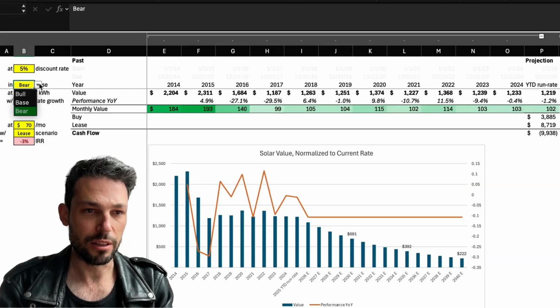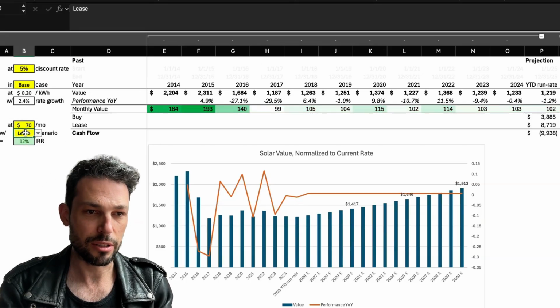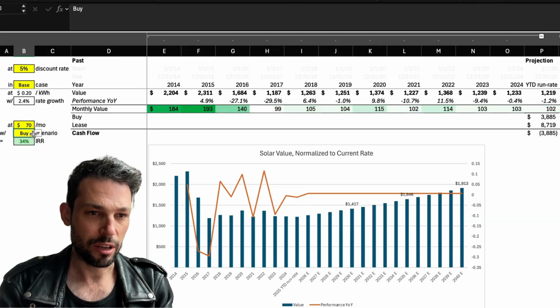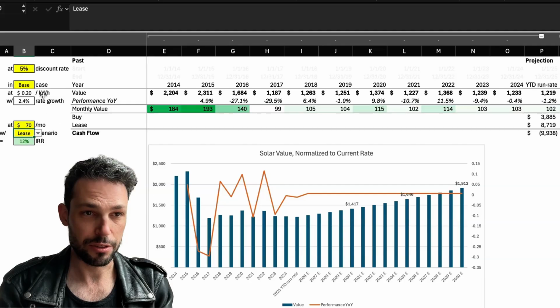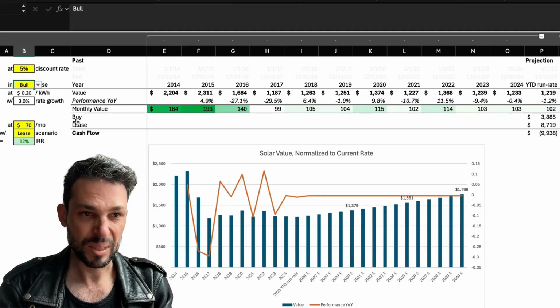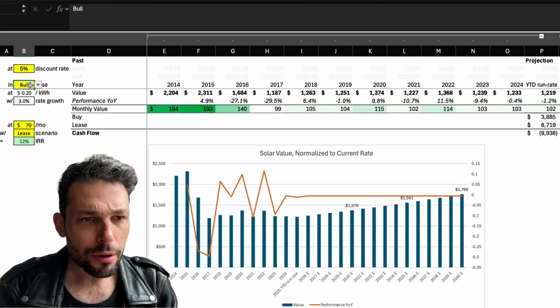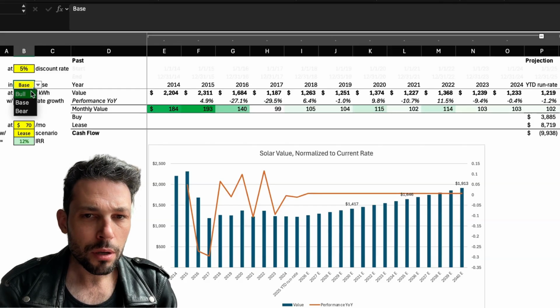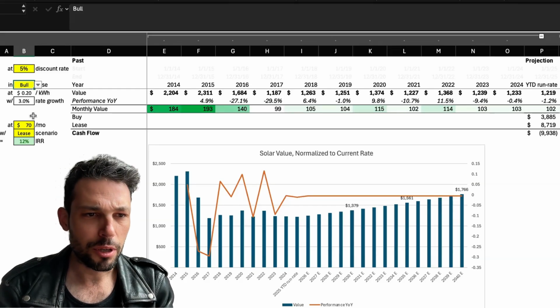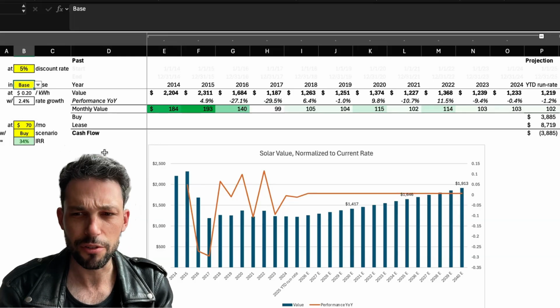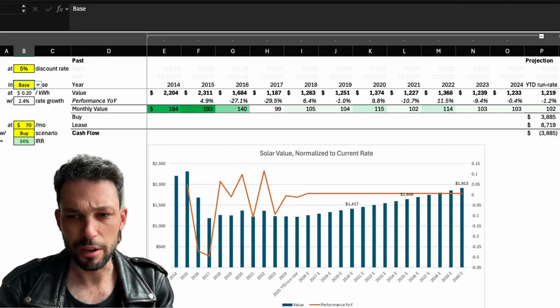You can do fine in the lease. With the base case, it's still not as good as buying, even the bear case, that's going to get you 14%, whereas leasing, the base case only gets you 12. The bull case still only 12 because actually that's interesting. Why is that? 3% rate growth, base case. Huh. I feel like that should be different, but it's 33% for the bull case, 34% for the base case. I have to check that model there, but let me do that and get back to you.